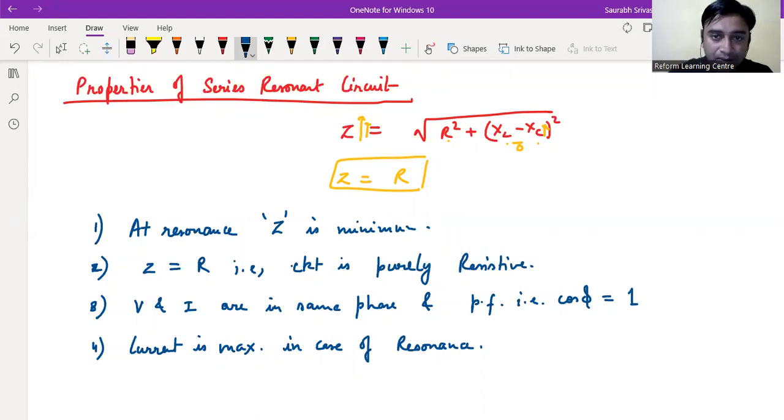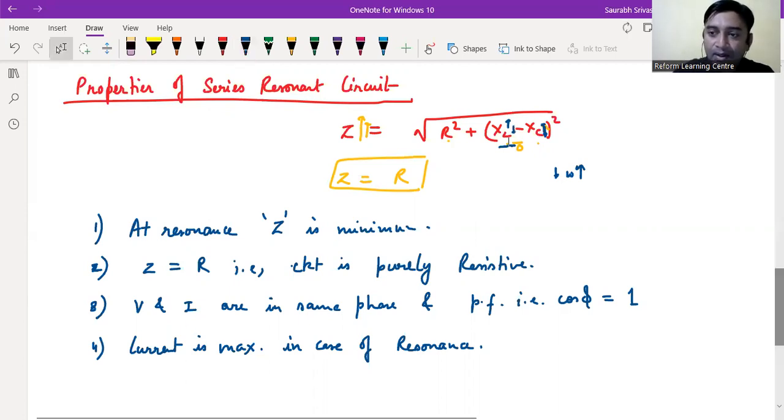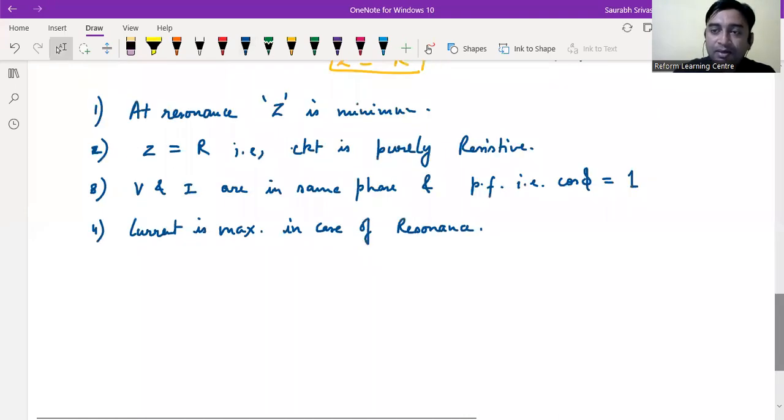ठीक. ऑल्सो अगर आप फ्रीक्वेंसी बढ़ाते हैं, omega increases, XL will increase, XC will decrease. XL increases, that means the circuit will behave as inductive circuit, and if omega decreases, XC will increase and XL will decrease. Circuit will behave as capacitive circuit. At resonance condition क्या होता है वो आपने देख लिया.